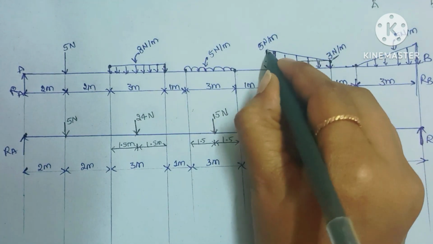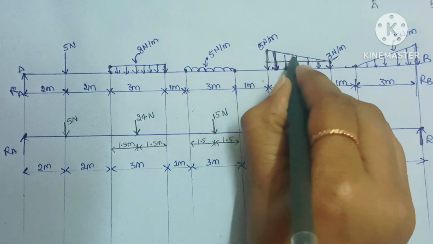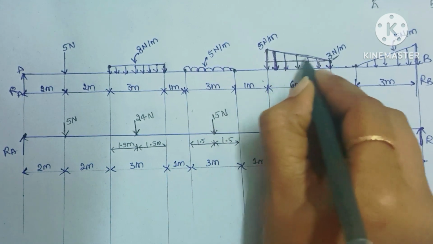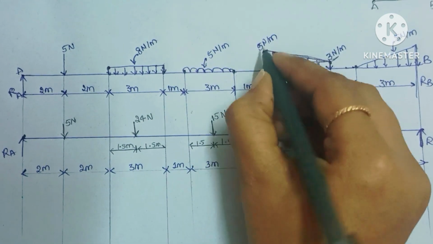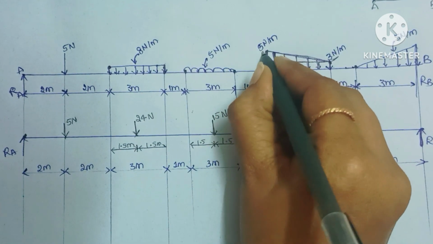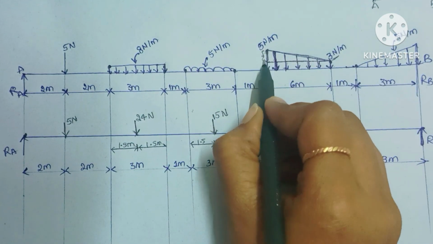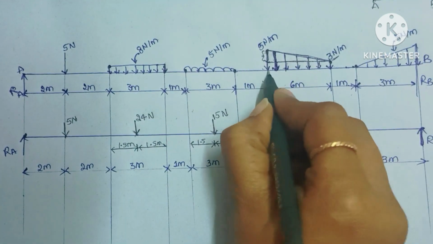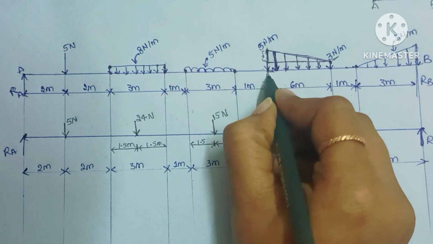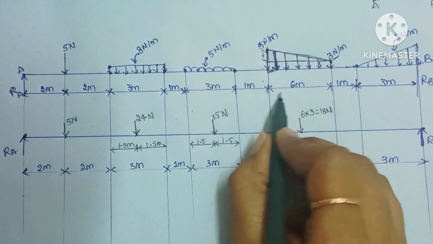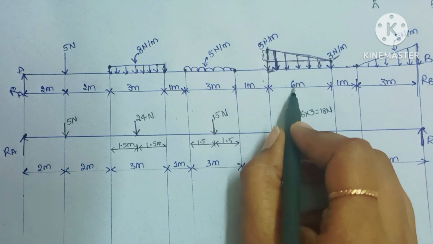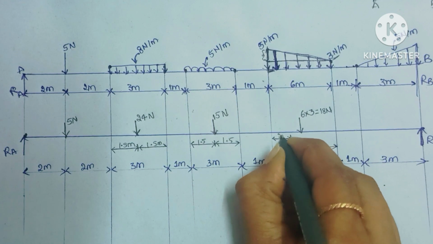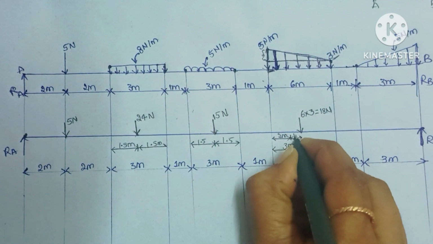And here from here to here, this is nothing but triangularly distributed load. Here the whole is 5, so we need this much of height, which is 5 minus 3. The load will act from the base, from the base to L by 3. L is 6, 6 by 3 is 2. From here to here this is 2 meter, and this is 1 meter.